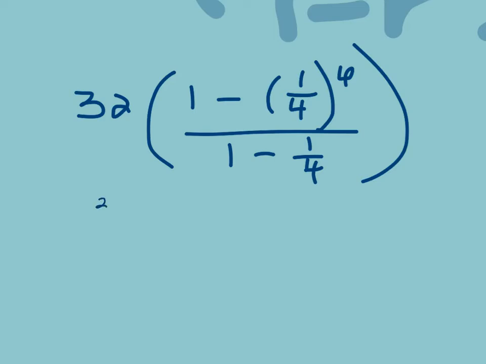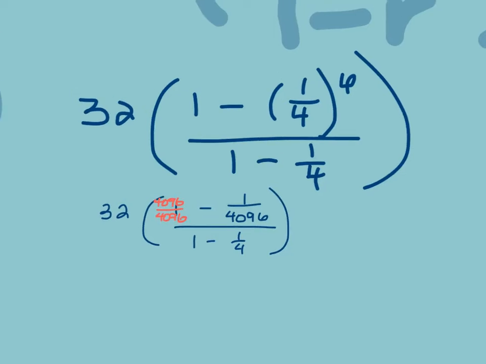So I get 32 times 1 minus 1 over 4,096 over 1 minus 1/4. This is when it gets fun, right? Now I got to change those so they have a like denominator. So this would be 4096 over 4096, and this would be 4 over 4.